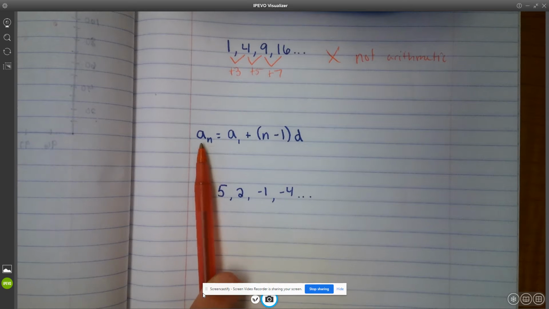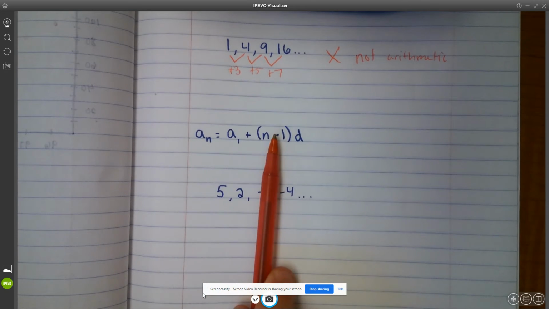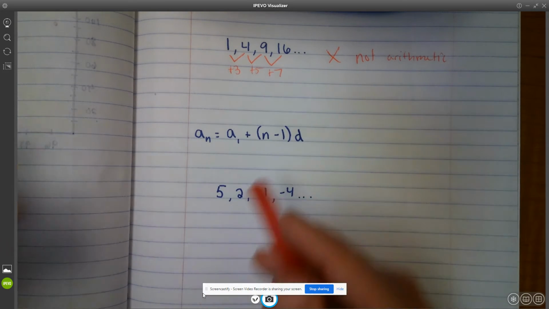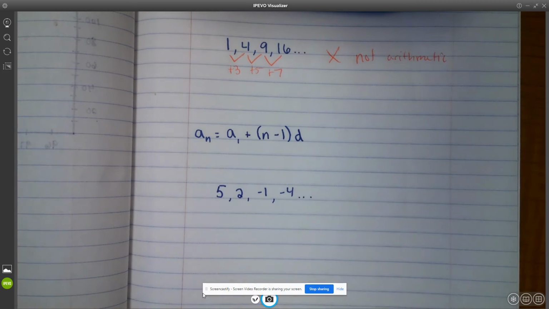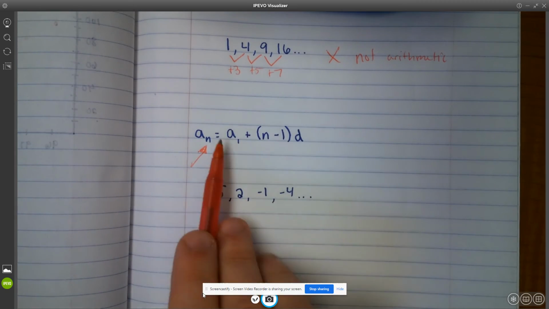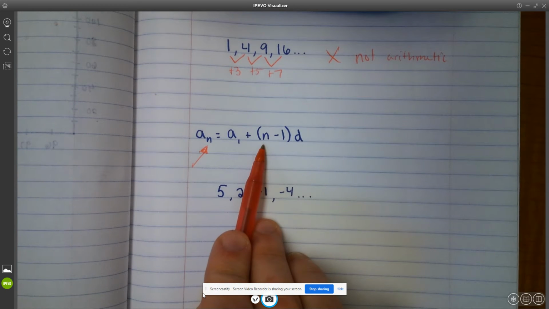A subscript n equals A subscript 1 plus (n minus 1) times d. Like, Mr. Bullock, what is all that nonsense? This is how we find something in a pattern. So say I gave you this pattern and I said, hey, find the 100th term. Well, instead of writing out the entire pattern, we actually have this formula to do that. So what this n is, that's the term you're trying to find. N here is also the n here.